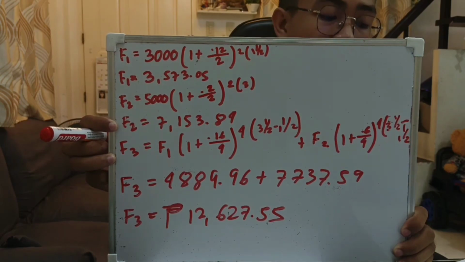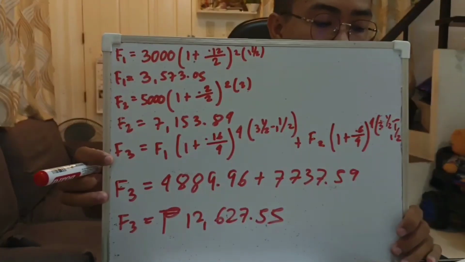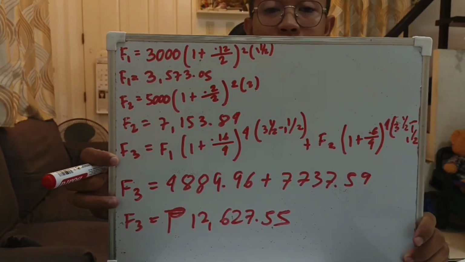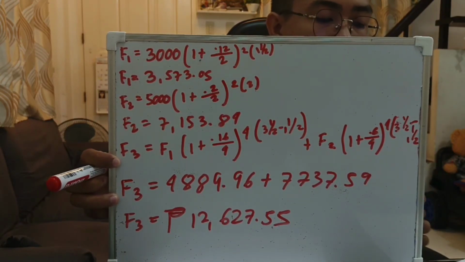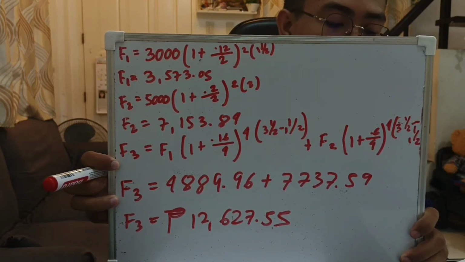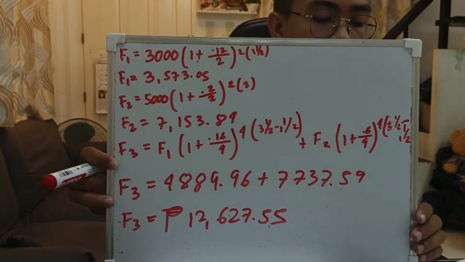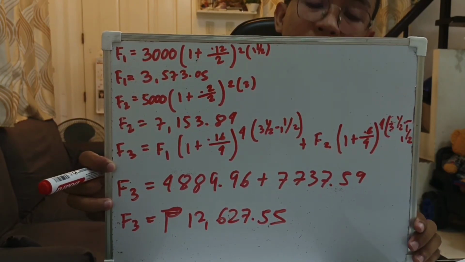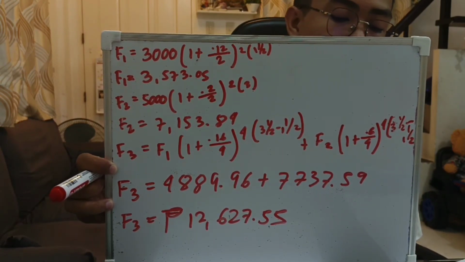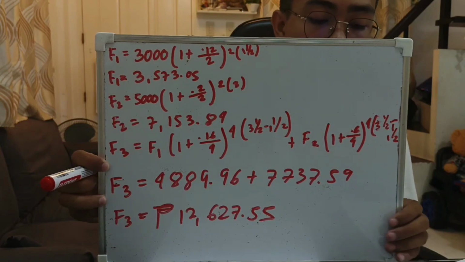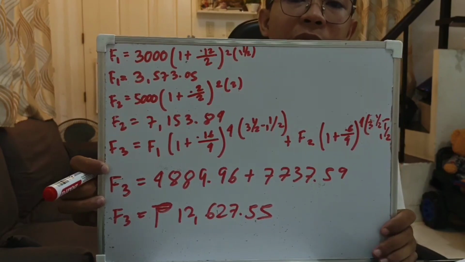So our F3 would be F1 plus F2. Our F1 here, 3,573.05, times the quantity of 1 plus 0.16 over 4 to the power of 4, because it is compounded quarterly, times the quantity of 3.5 years minus 1.5 years, plus our F2, 7,153.84, times the quantity of 1 plus 0.16 over 4 to the power of 4 times 3.5 minus 1.5, because it is compounded quarterly.